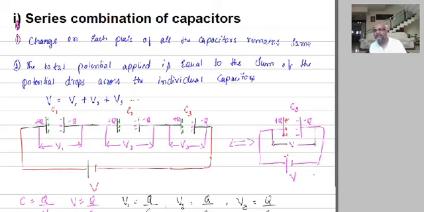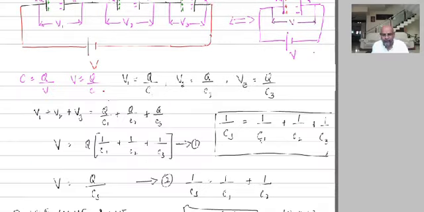Therefore you are effectively replacing all the three capacitors by a single capacitor, and that single effective capacitor is called the equivalent capacitor. So coming back, now C is equal to Q by V, V is equal to Q by C, V1, V2, V3, and we know that V1 plus V2 plus V3 gives V. So that's it. We get to this one.